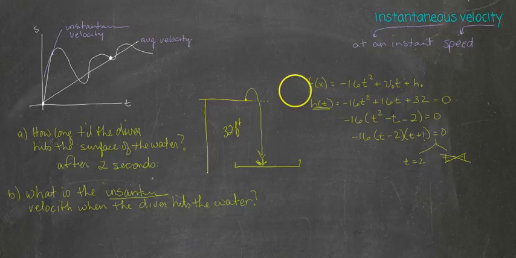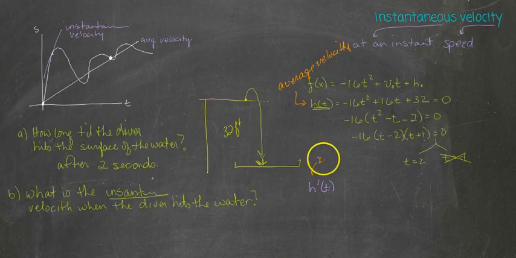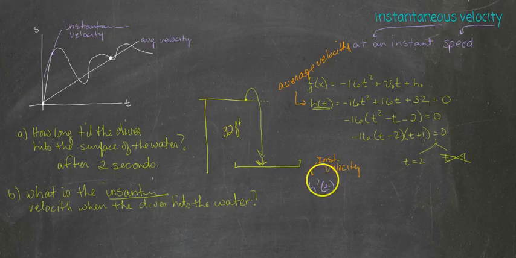So if h of t is the average velocity, how long did the whole trip down take? If the h of t has to do with average velocity, we can say that the derivative, the h prime of t, is the instantaneous velocity at some time t. So let's calculate the derivative of this function. I'm going to come back up here to the beginning.